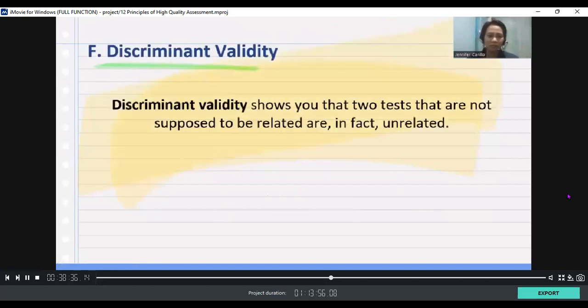Discriminant validity. Discriminant validity shows you that two tests are not supposed to be related, in fact unrelated. So that means the test should not be the same, it should be different. Okay, for example, the midterm should not be the same as the prelim. The content measured in the prelim is different, so the content of the midterm should also be different. So if it is totally different, then that would have high discriminant validity.